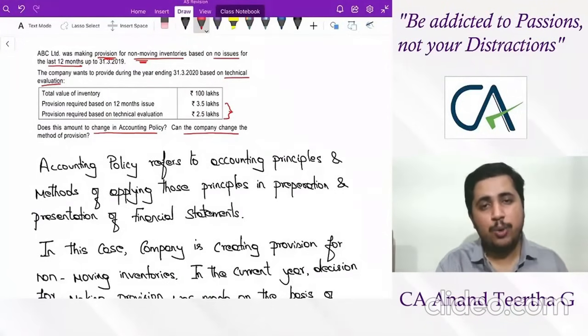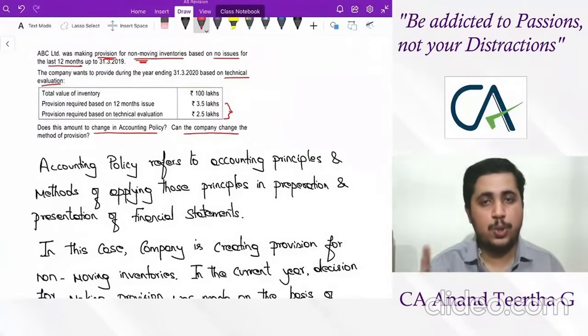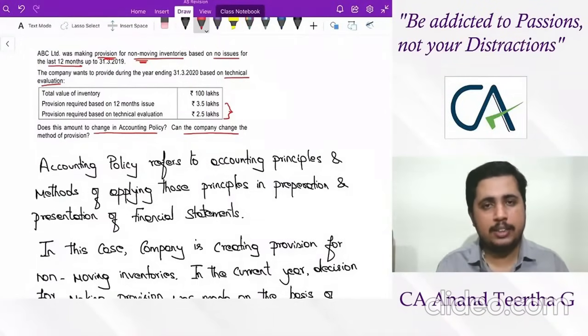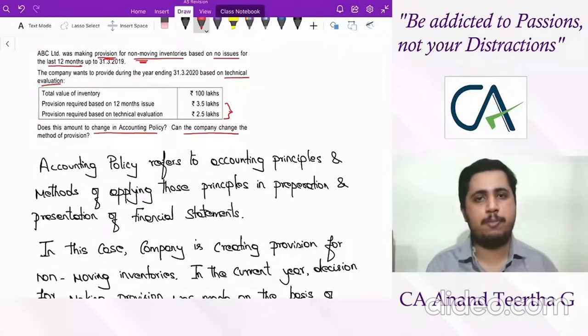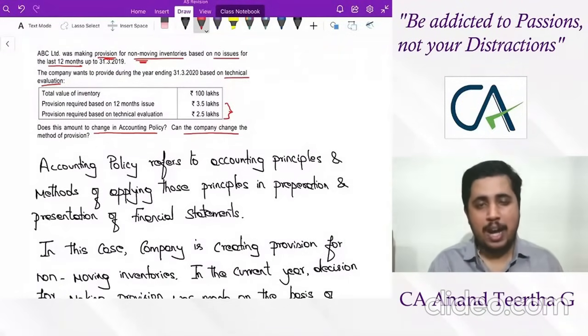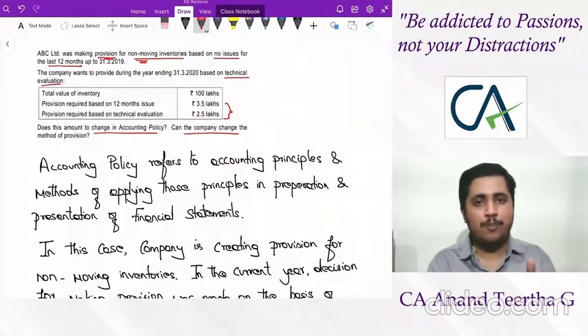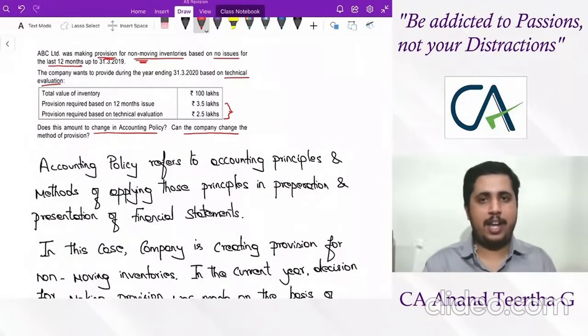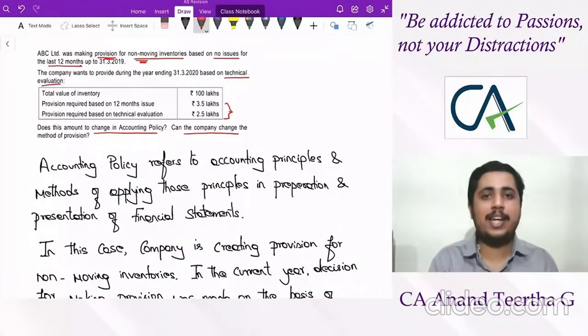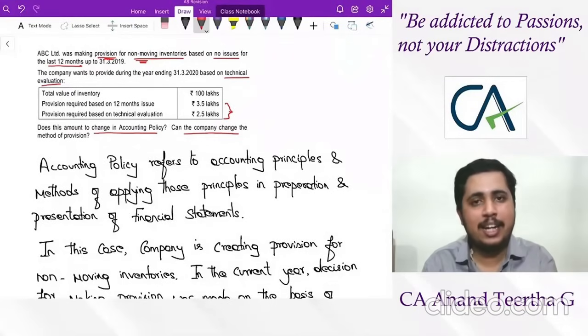And how do you create a provision? You estimate the amount. So don't get confused. The 12-month issue and technical evaluation are methods to apply the principle; they are only calculation modes. The method to apply is to create a provision in the first place. So the accounting policy is that I have to value the non-moving inventory, and for the valuation purpose I create a provision. That is the accounting policy.